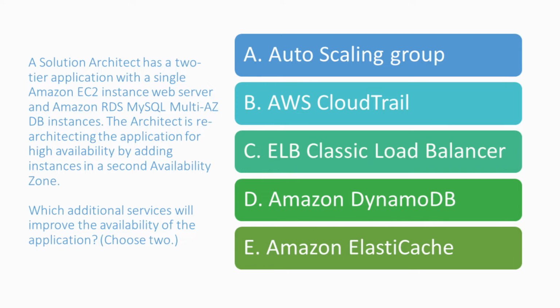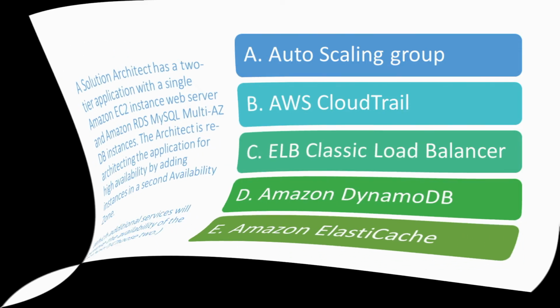C. ELB Classic Load Balancer. D. Amazon DynamoDB. E. Amazon ElastiCache. Correct answers for this question are option A, Auto Scaling group, and option C, ELB Classic Load Balancer. Because the key ask here is to change a single web server instance, which is a single point of failure, SPOF, to multiple web servers to provide high availability. It is possible by deploying EC2 instances in an Auto Scaling group behind the ELB Classic Load Balancer in multiple availability zones. Let's talk about the next question.